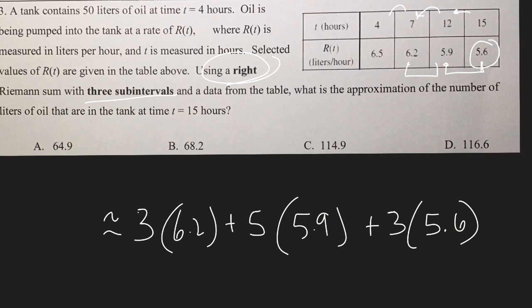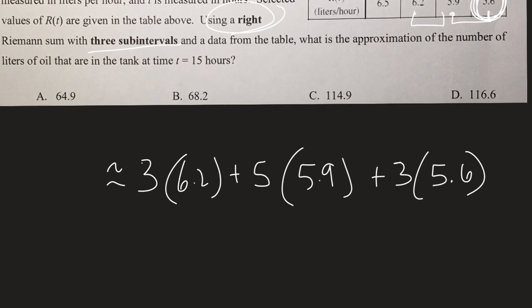Okay, so we use this endpoint right at 5.6, and this is our width moving from right to left, if you want to use the right Riemann sum. Okay, now this comes out to be approximately 64.9 liters of oil.